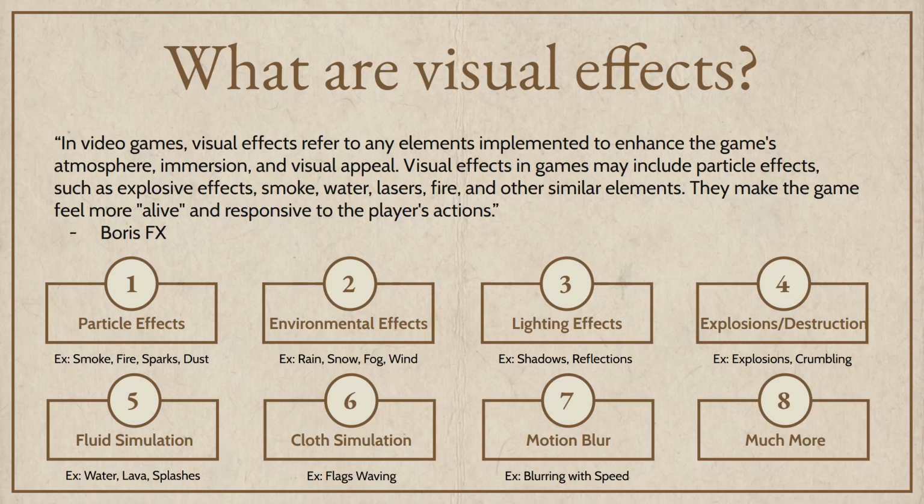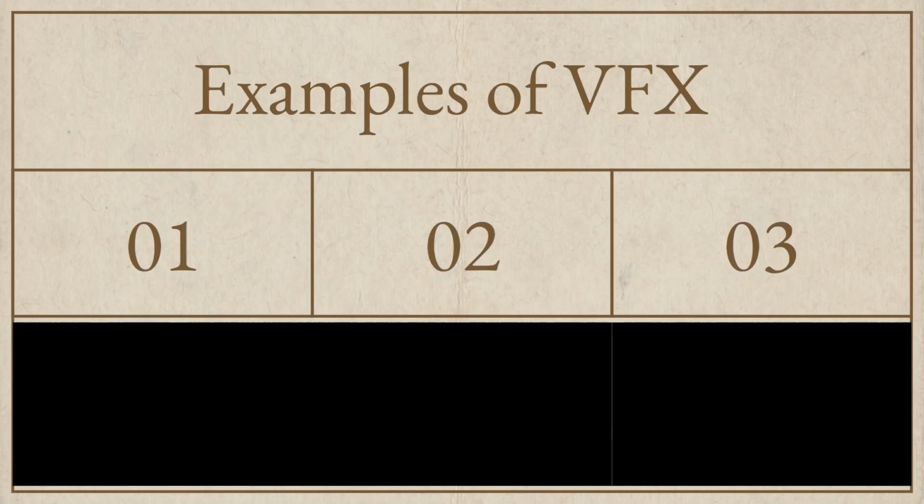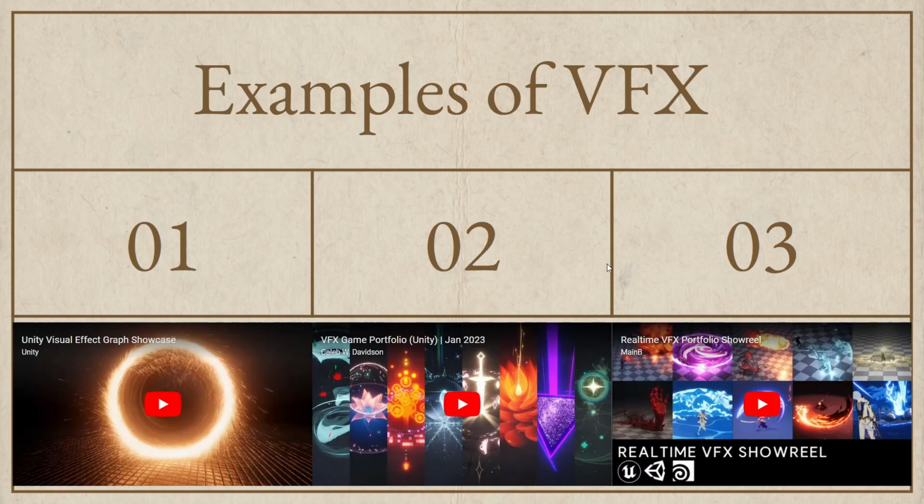It's the same thing with rain, which we'll be doing as meteor showers, which can then in turn be used as a rain or however you want to change that. You can play with shadows, reflections, more explosions, kind of also what we'll be touching on today. Water, lava splashes, and flag waving. I haven't touched this one yet, but I've heard it's possible you can blur with speed somehow with visual effects. And so here, just to show you different examples of visual effects, I have included these.